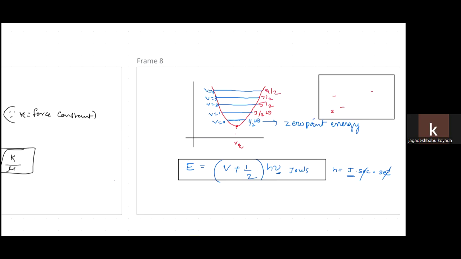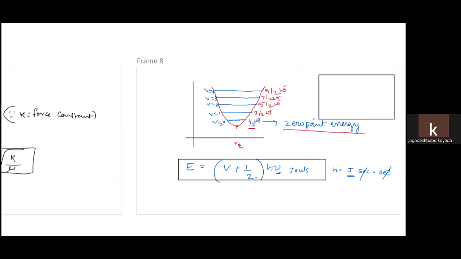So the energy levels: for V is equal to 0, the energy is half omega. V is equal to 1, 3 by 2 omega bar. V is equal to 2, 5 by 2 omega bar. V is equal to 3, 7 by 2 omega bar, and then 9 by 2 omega bar. So even at the 0 energy level, the molecule will be vibrating. This is known as zero point energy.